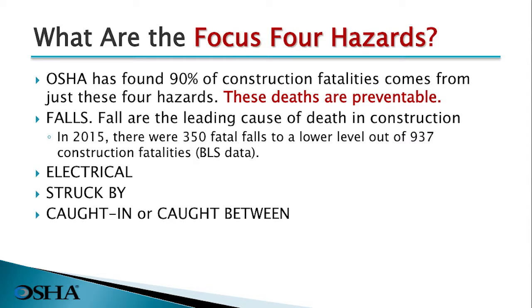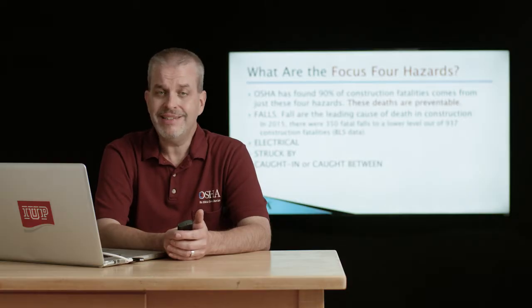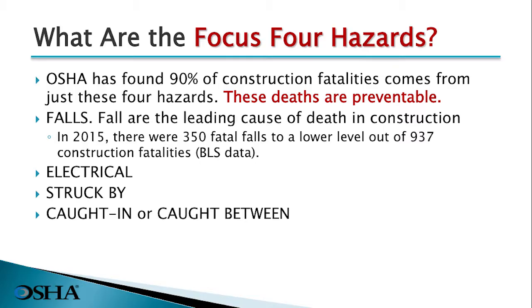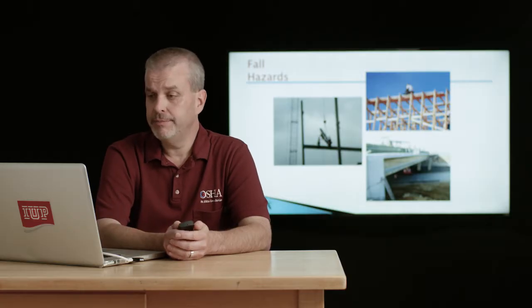So what are the Focus 4 hazards? OSHA has found 90% of construction fatalities come from just these 4 hazards we're going to discuss. It's important to remember that these deaths were preventable. Falls are the leading cause of death in construction. Just in 2015, there were 350 fatal falls to a lower level out of the 937 construction fatalities. The second of the Focus 4 is electrical, the third is struck by, and the fourth is caught in or caught between. Let's discuss fall hazards.